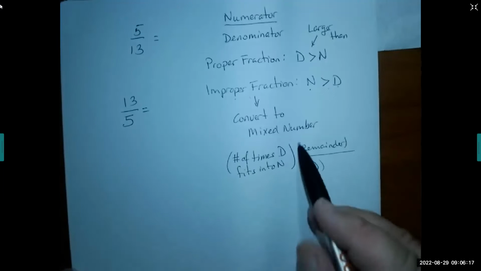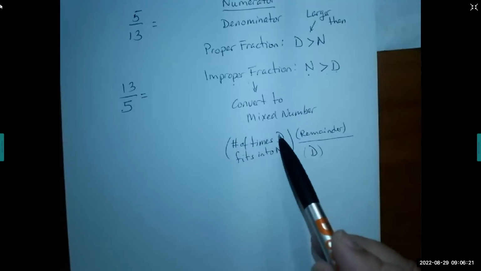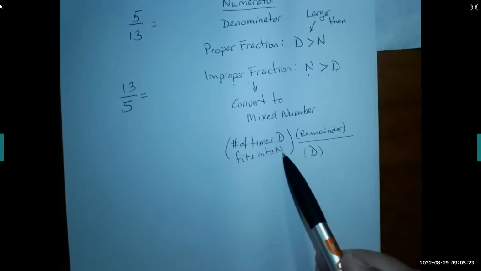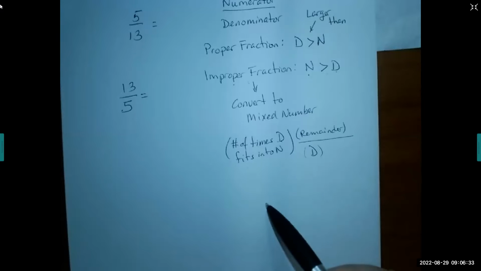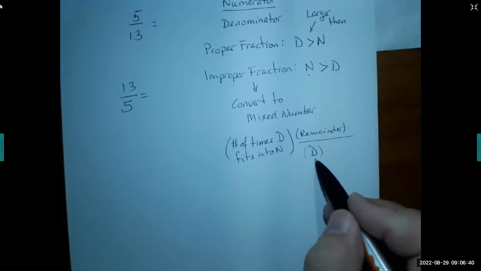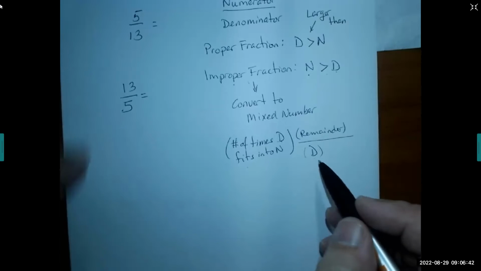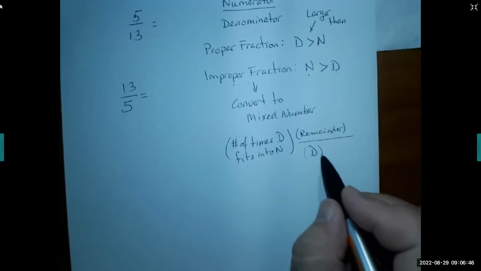And this is what a mixed number looks like. The integer is made up of the number of times the denominator fits into the numerator. That's the number of solid times it fits in there. Whatever's left over is your remainder. That goes on top of the fraction. And the bottom always remains the bottom. So the denominator stays there. It never changes.